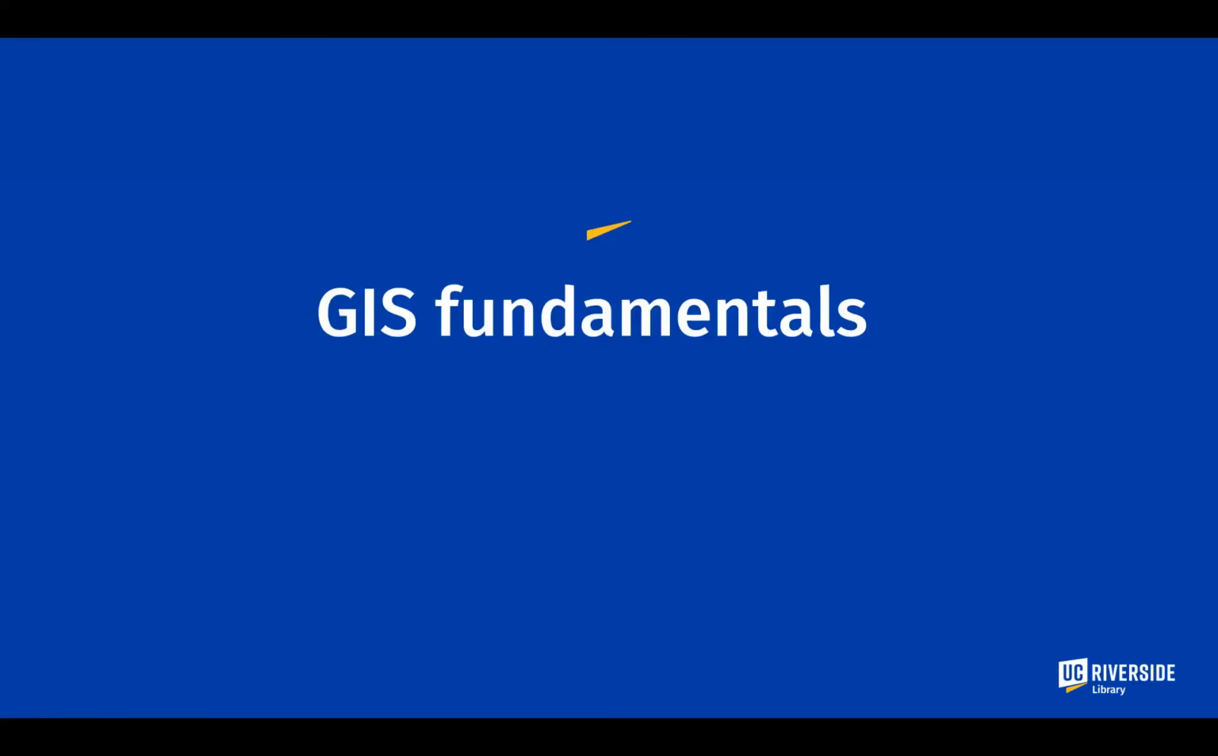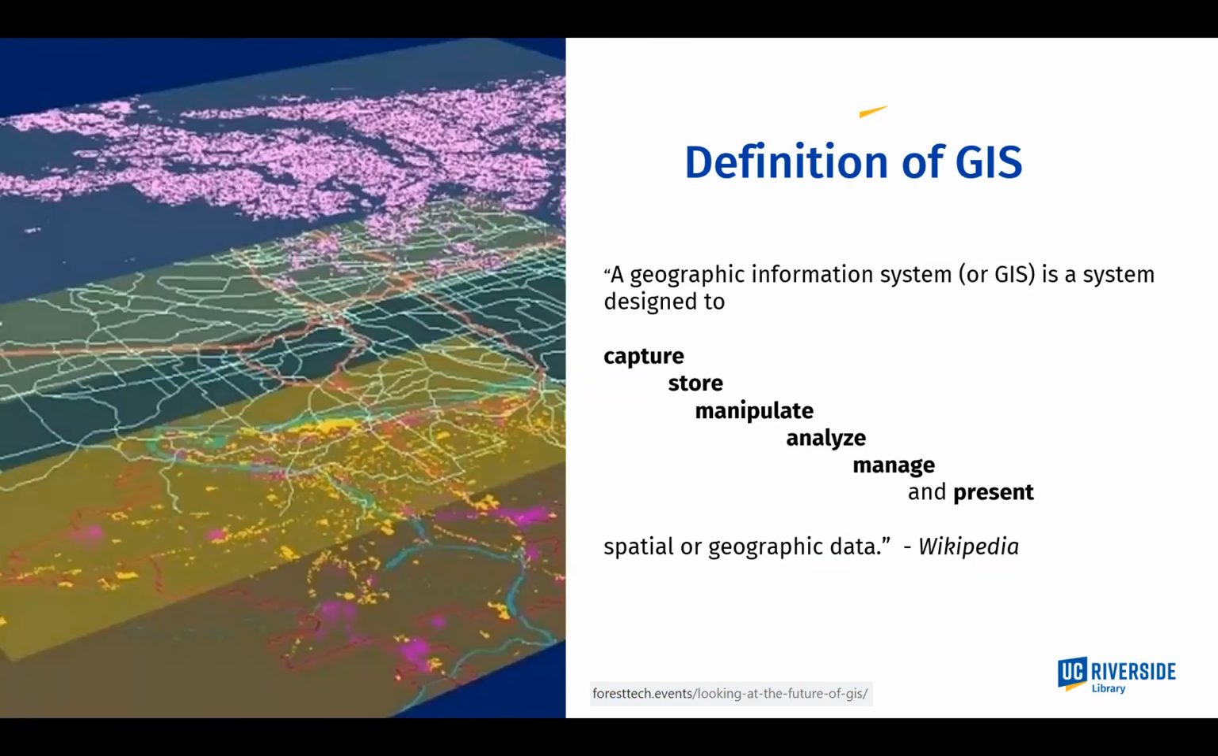So let's look at GIS fundamentals. A definition of a GIS, there's lots of them out there. This one stands up pretty well, even though it's a little bit old now. But a geographic information system, or GIS, is a system designed to do all of those things that you see in bold on this slide, and with spatial or geographic data.